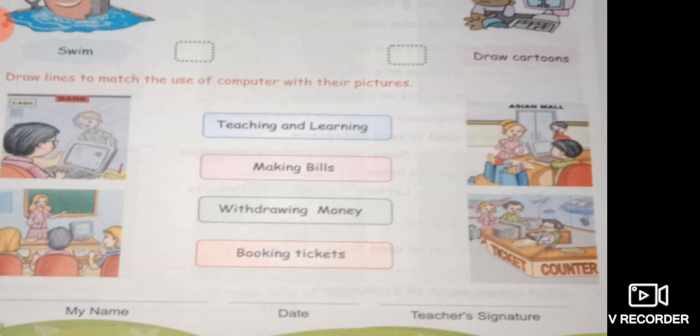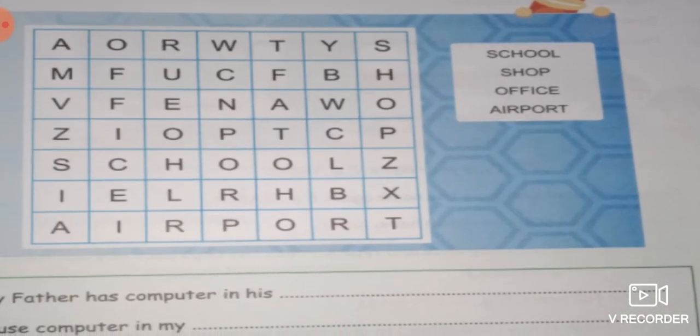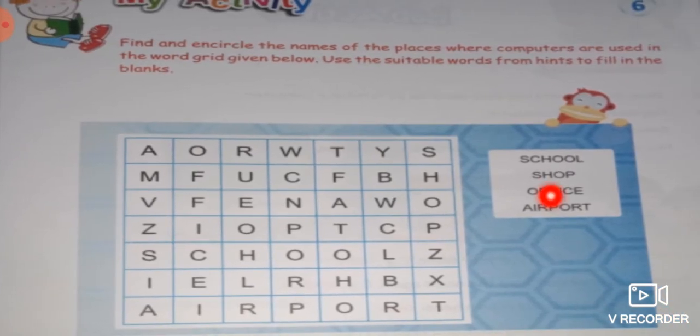Okay, now we have page number 21 on which there is a picture. There you can see some spellings are given. So find and encircle the name of the place. What you have to do is find and circle the names of the places where computers are used in the word grid given below. Means in this word grid you have to find and encircle these names.